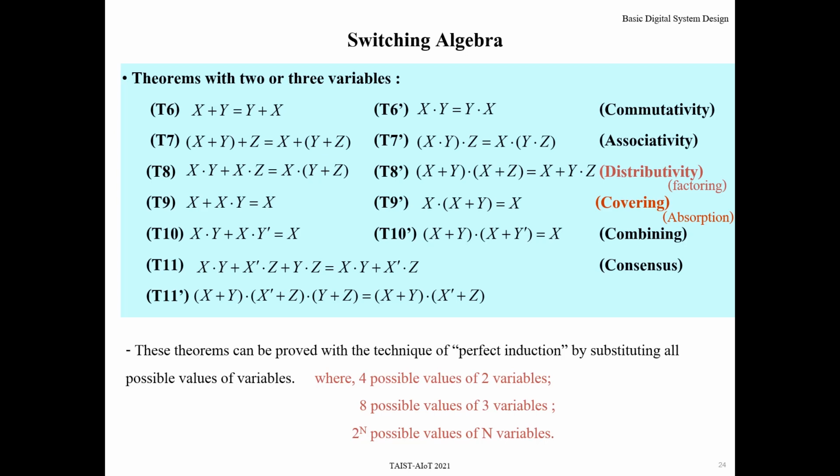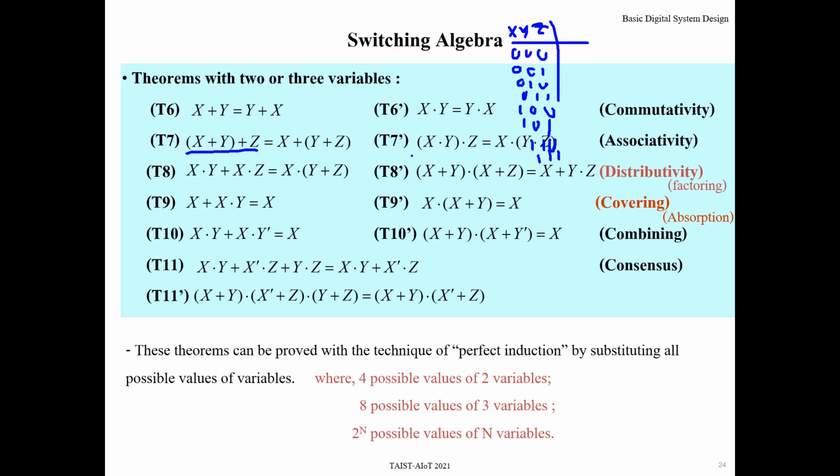To prove this, we can use perfect induction, okay, by substituting all possible values of the variables. Namely, if you have two variables, you apply four possible values of x and y as 0, 0, 0, 1, 1, 0, and 1, 1. Okay, but for x, y, z, you apply 8, right? Possible values of three variables 0, 0, 0, 0, 0, 1, 0, 1, 0, 0, 1, 1, 1, 0, 0, 1, 0, 1, 1, 1, 0, and 1, 1, 1.